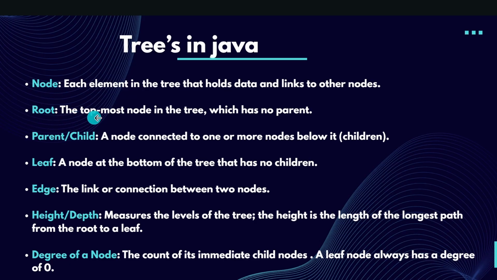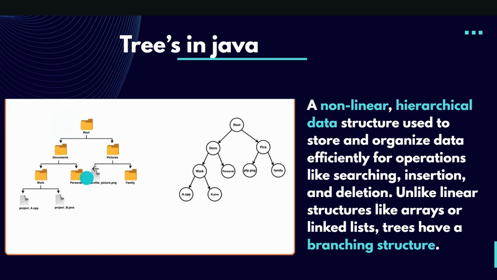So what is meant by root? Basically the topmost node, which has no parent, is known as the root. You can see in this structure that Documents has a parent, which is the root. Pictures also has a parent, which is the root. But root does not have any parent. So this root value is known as the ultimate one.